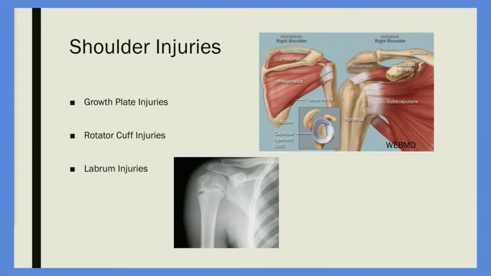We're also seeing a lot of labrum injuries. That's the small picture here in the top. That's a cartilage ring that's surrounding the shoulder joint. And people often will describe a vague, deep anterior shoulder pain as a way of portraying their labrum injury.